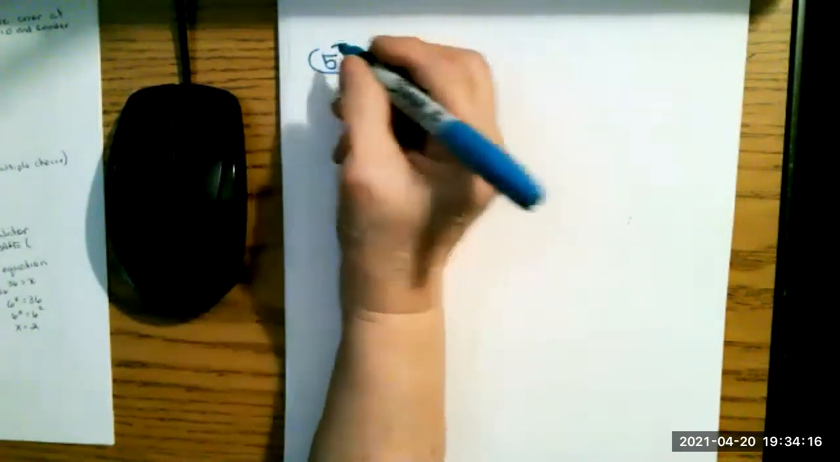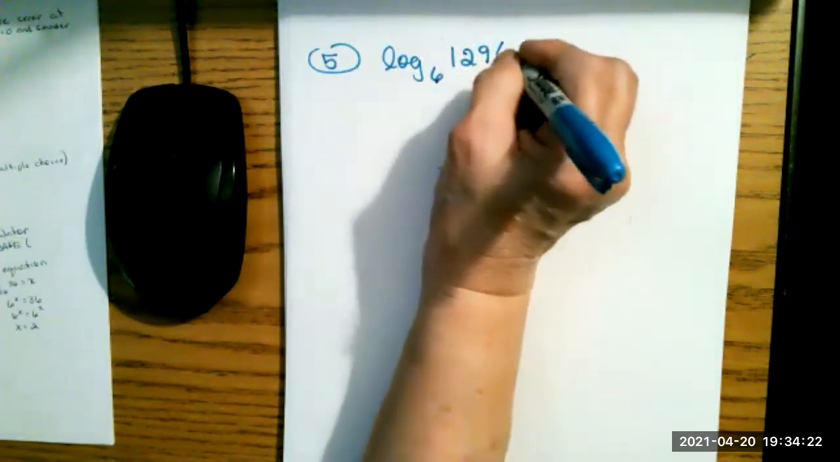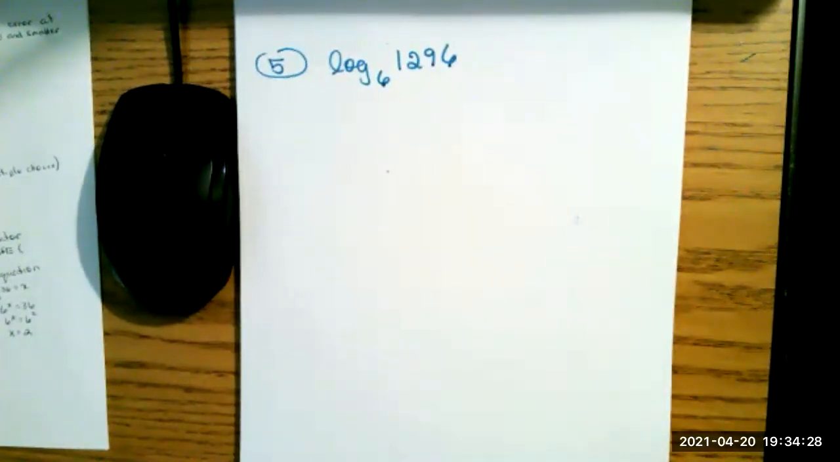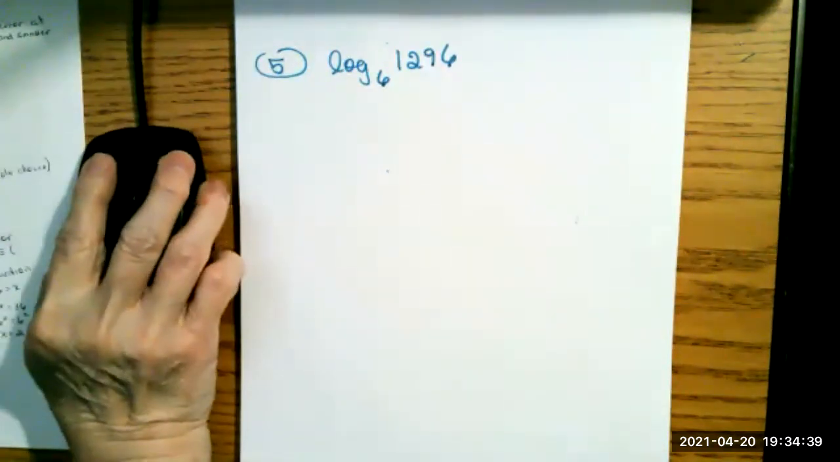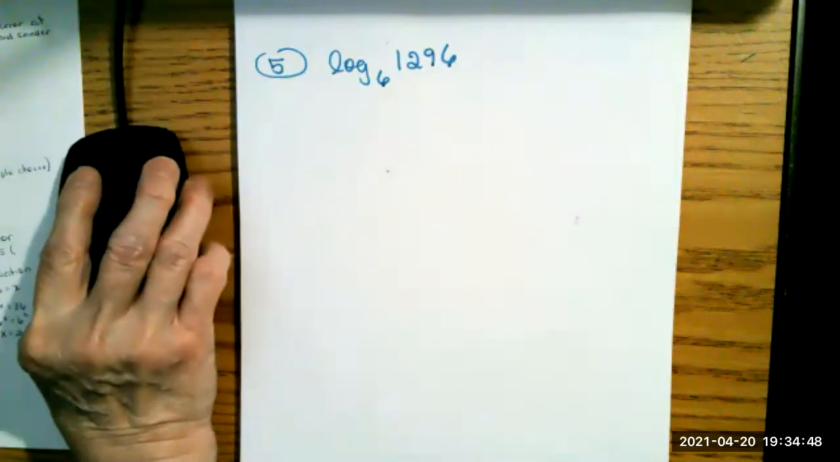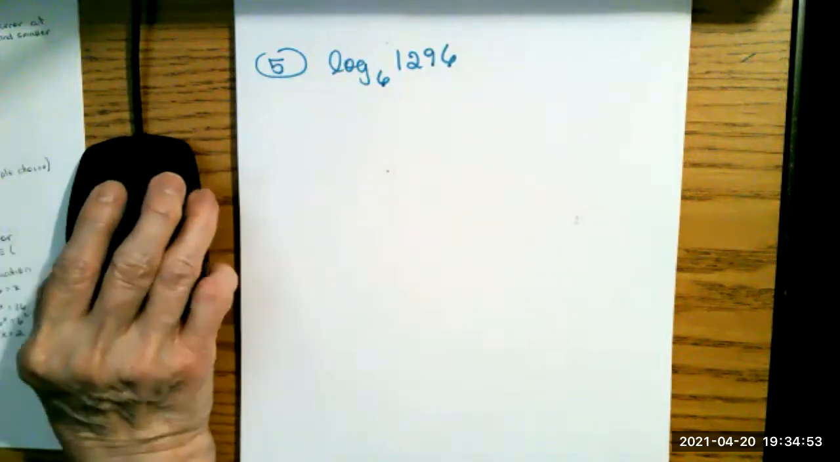Okay, let's do number 5. Number 5, log base 6 of 1296. All right, so pick away. Chandra, I want you to do it by change of base. Eric, are you still on? Eric, do it by exponential. Change it to an exponential form. And Lori, do it by using the math menu and going down to A and putting it in.